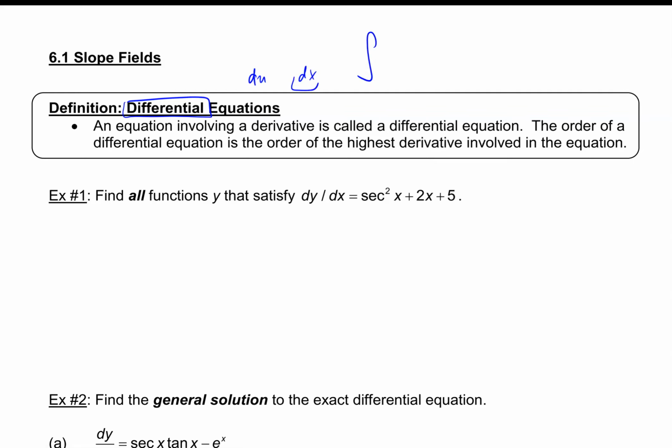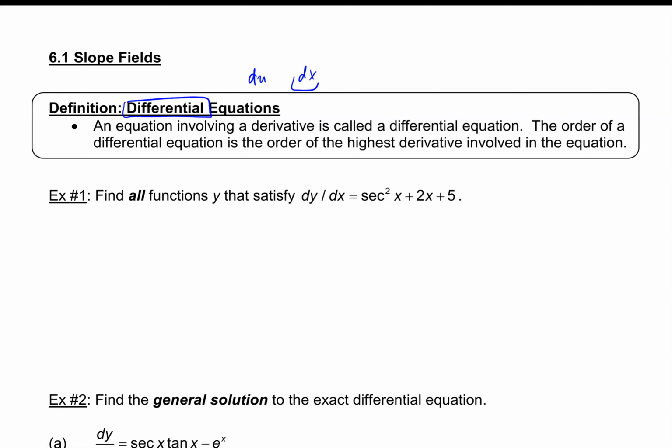Remember when we were doing integrals, this was the length, this was the width. When we're trying to find the area under the curve, this is a very, very, very small change in width. Okay, so that is what's called a differential.